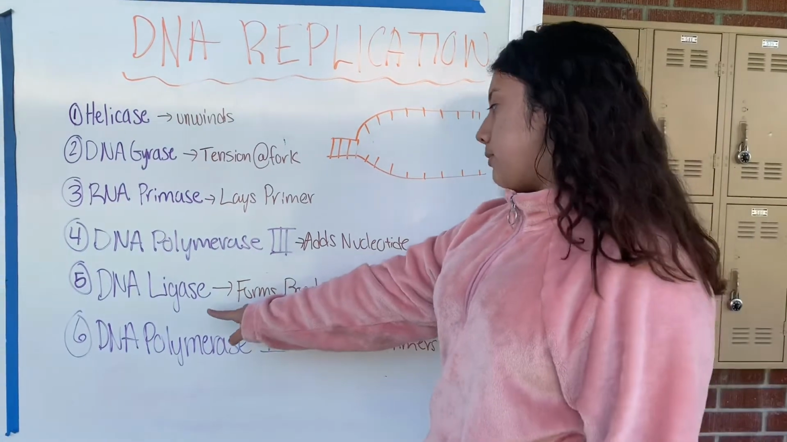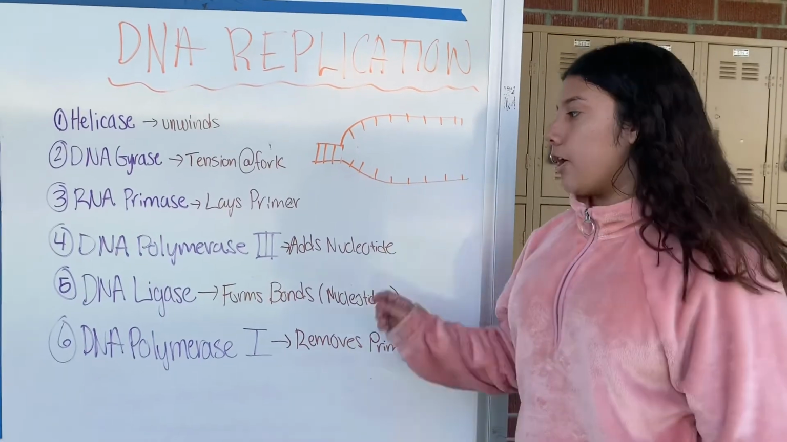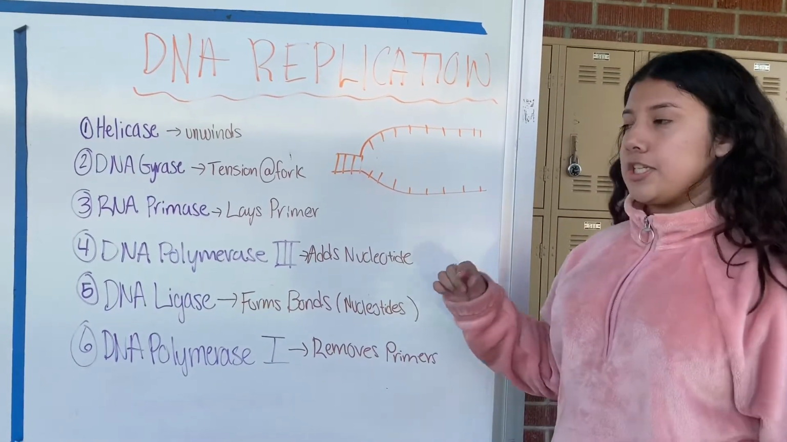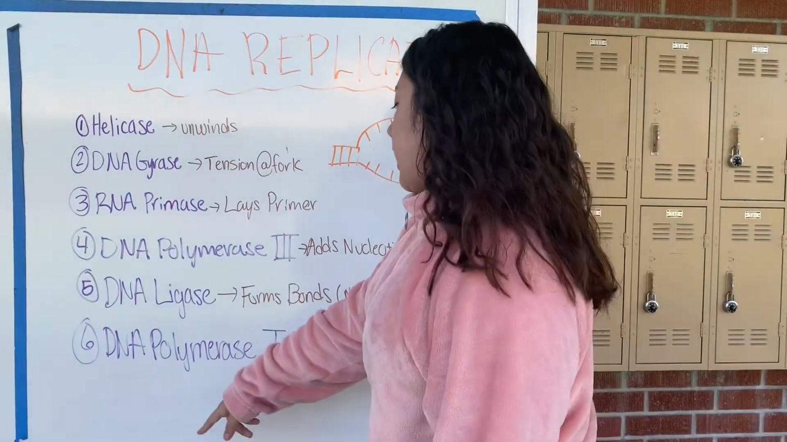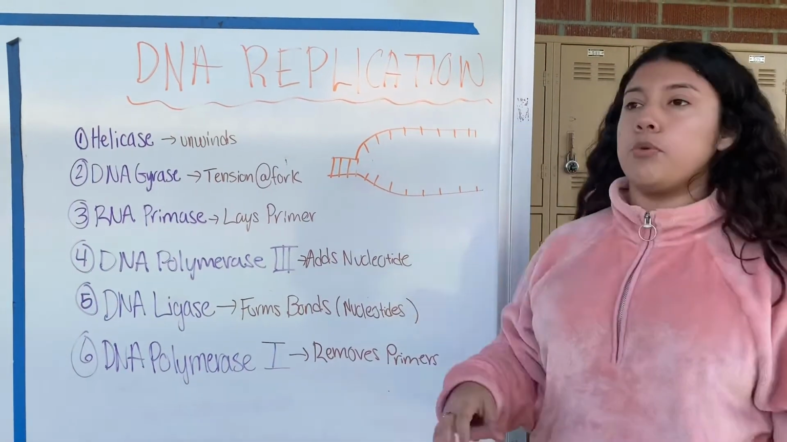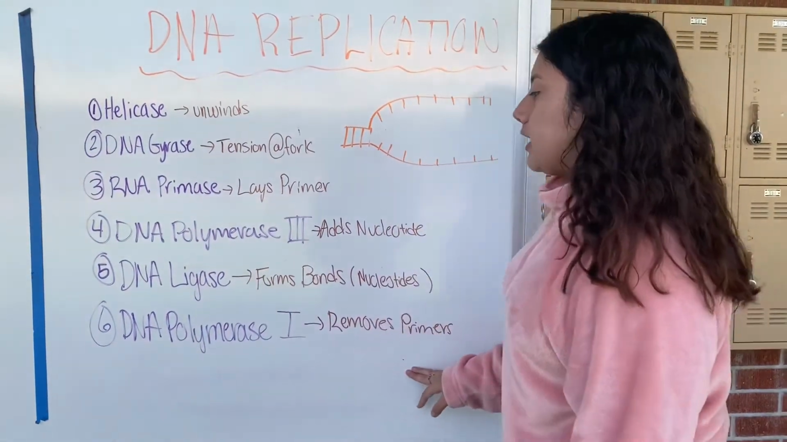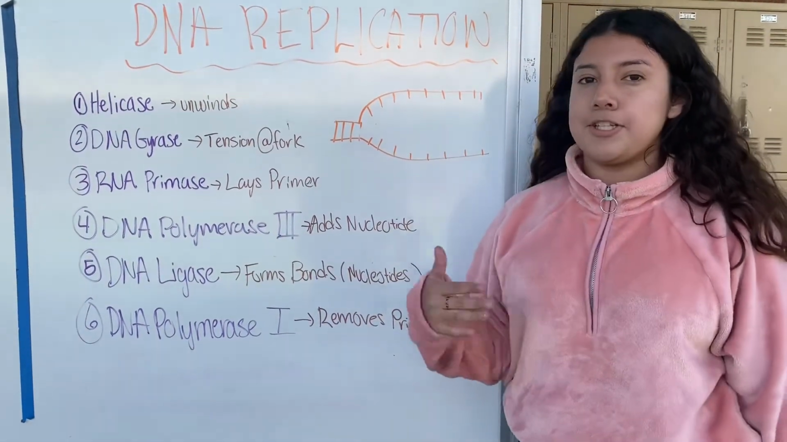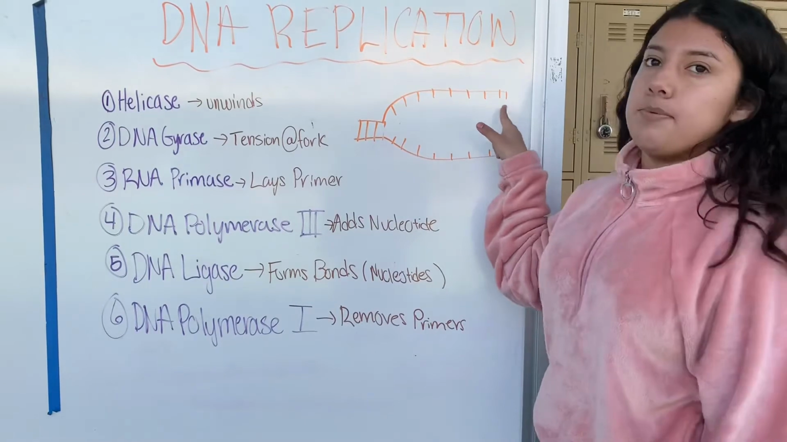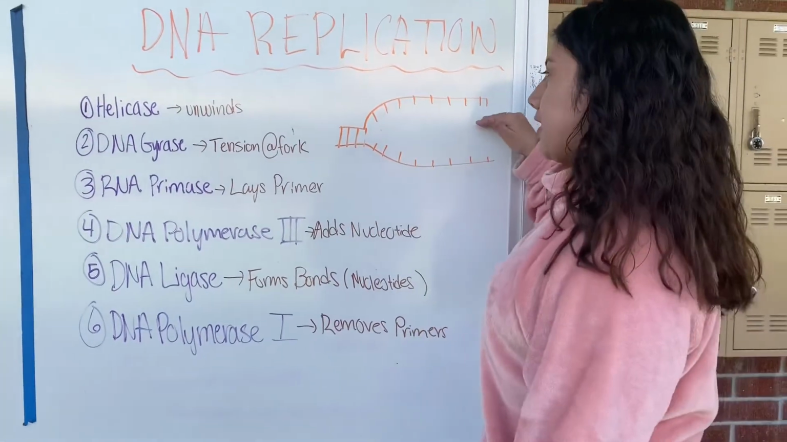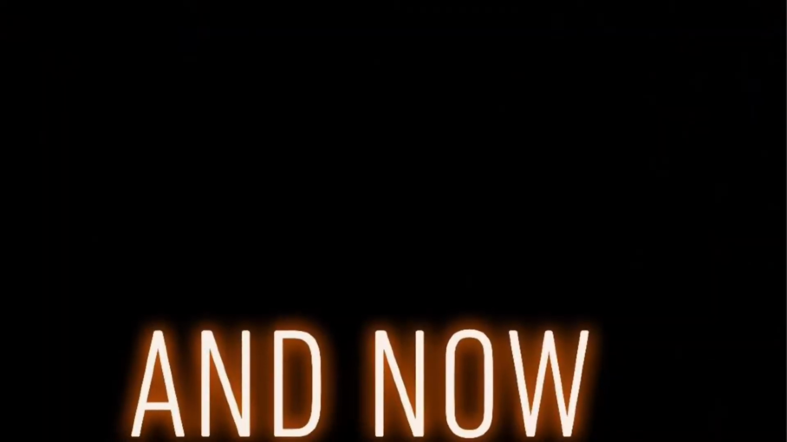Then DNA ligase comes in and forms bonds between the nucleotides because there are something called Okazaki fragments, which are in sections, and DNA ligase helps put them together to make one solid line. And then comes DNA polymerase I, which removes the RNA primers and transforms them into DNA. The whole process of replication is semi-conservative because half of a mother strand is kept and the other is a daughter strand, so there is always going to be one original piece of genetic material.